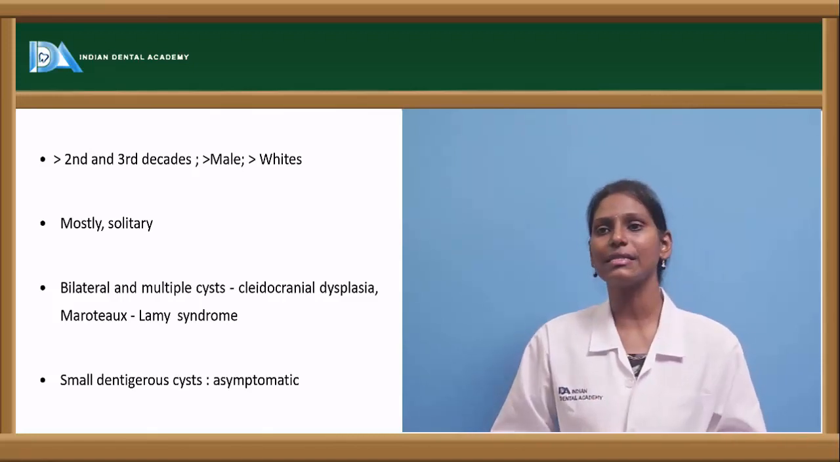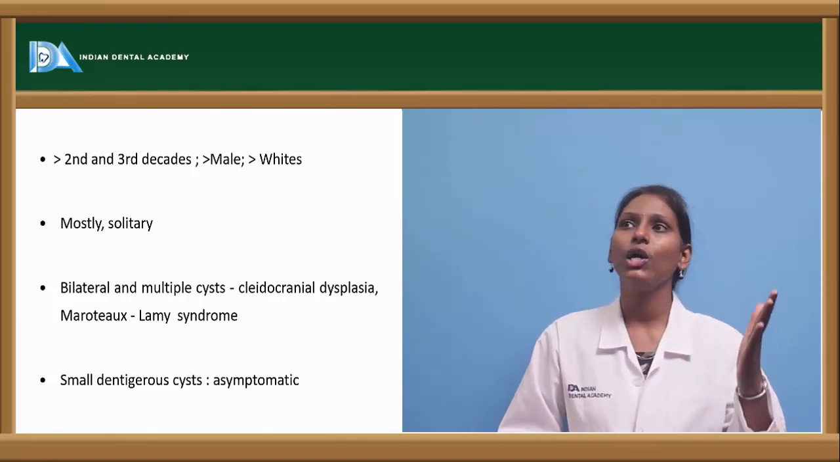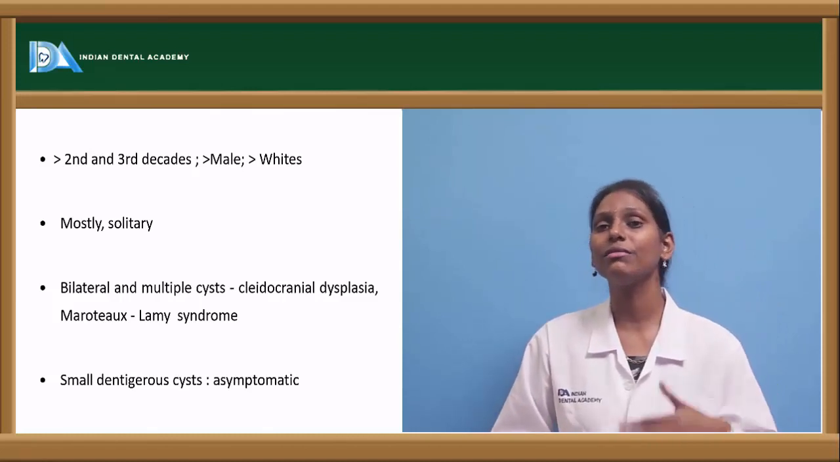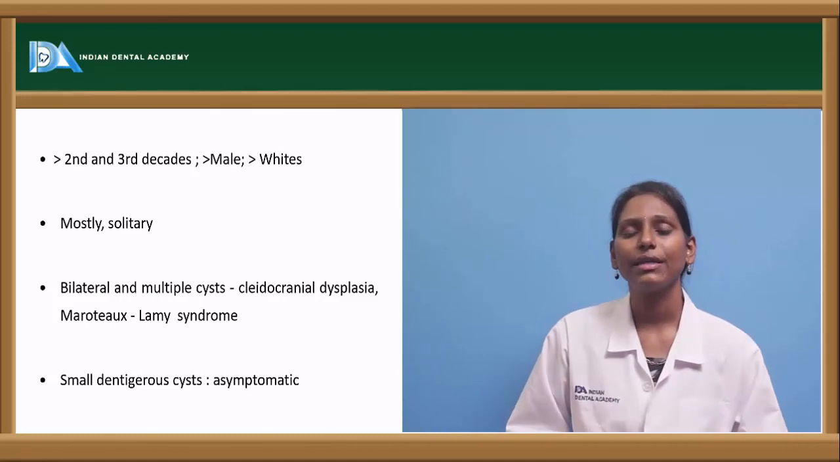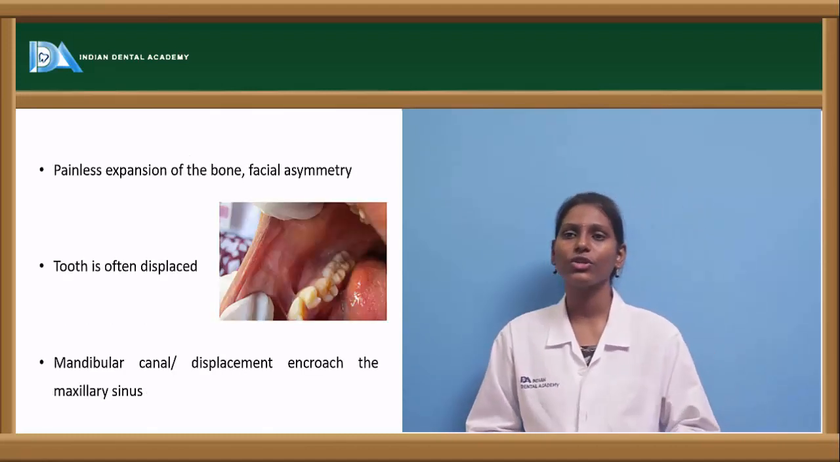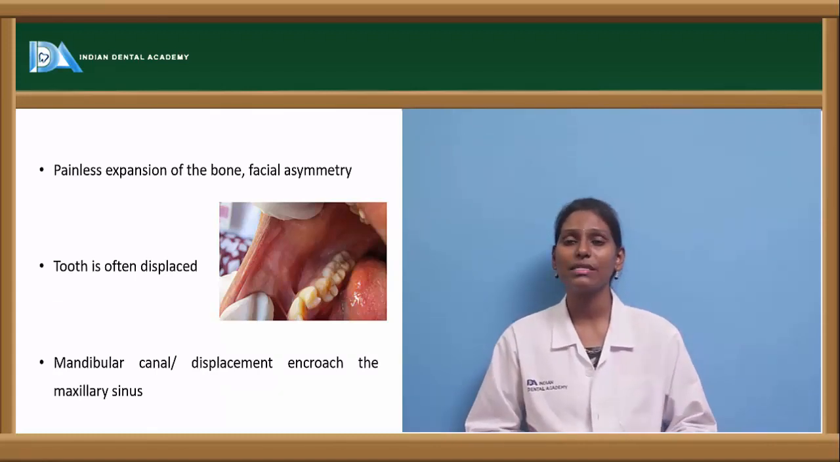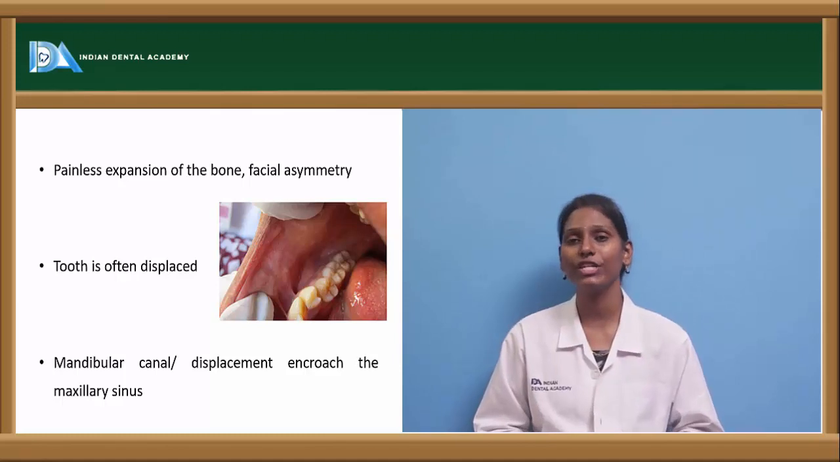Small dentigerous cysts are usually asymptomatic. They are accidental findings. When we take an orthopantomograph for any other dental investigation, we might encounter small dentigerous cysts as an incidental finding. So usually they are asymptomatic. But these dentigerous cysts have a propensity for painless expansion of the bone, and they can lead to facial asymmetry.